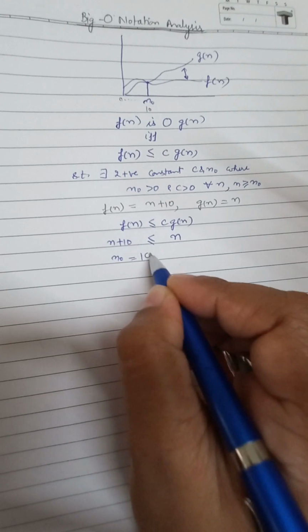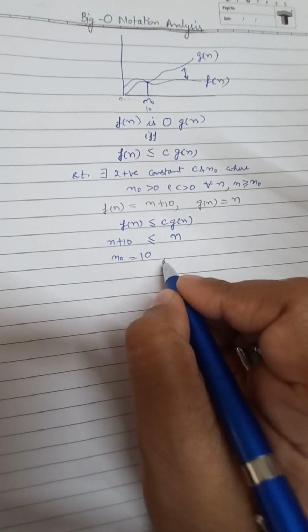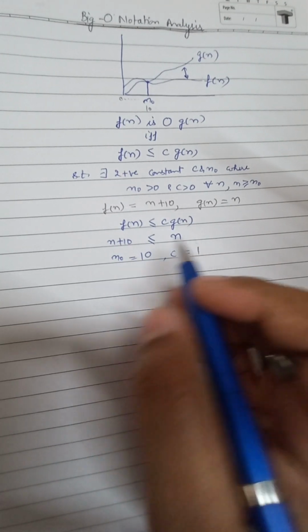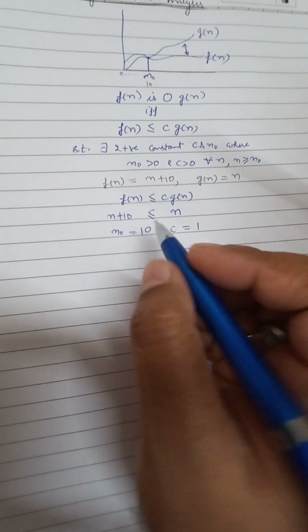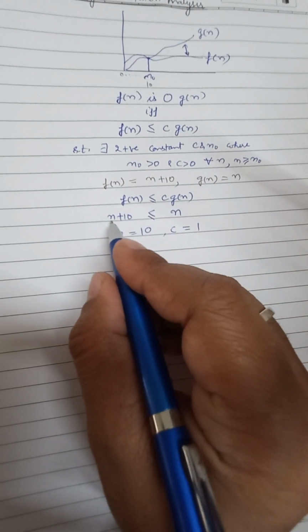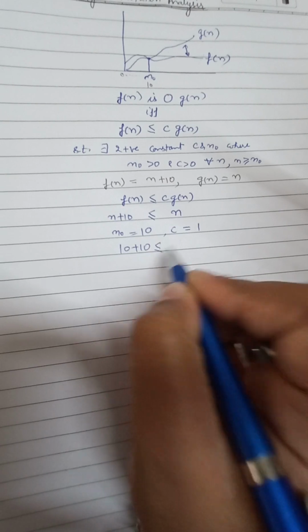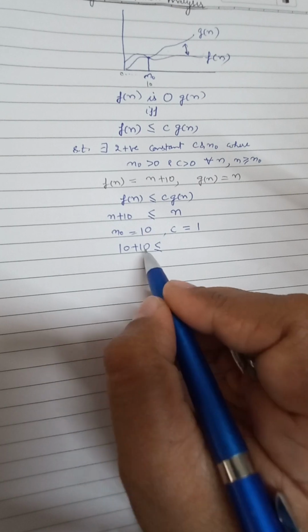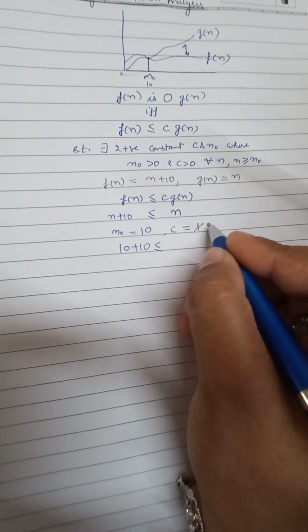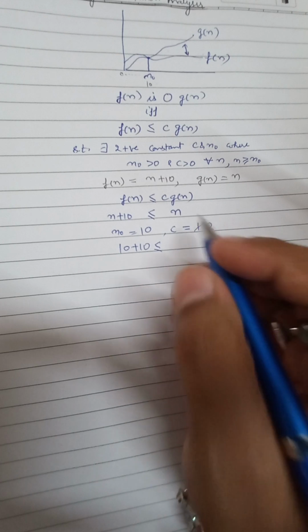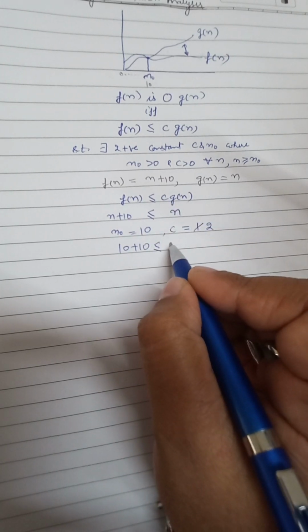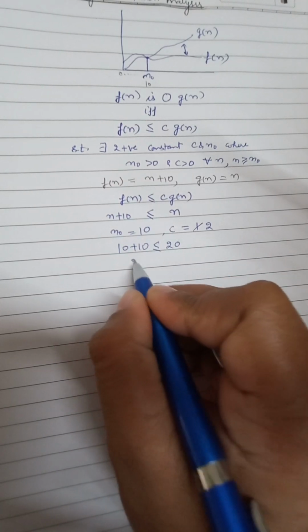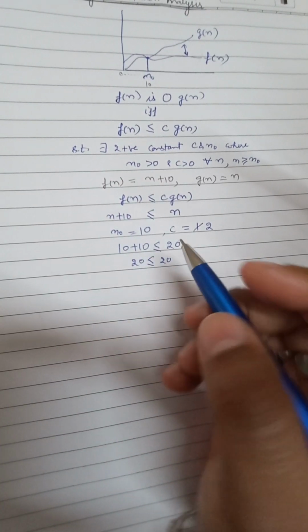Suppose I take n naught as 10 and C as 1. Then what will the result be? I am just giving you trial and error so that you can understand how we can do that. So with n naught as 10, 10 plus 10 is less than or equal to, with C as 1, it will be 10 only. It cannot be, because it is 20. So if instead of 1 I put C as 2, it will be 2n, so 2n will be 20. So 20 is less than or equal to 20, right? This is one n naught value.